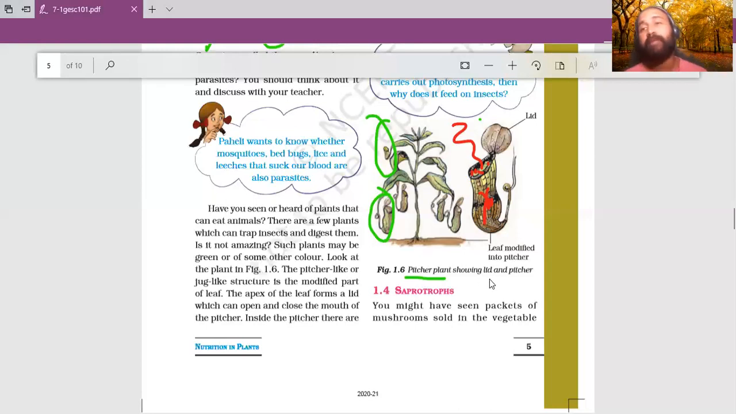Now there's another plant called Venus flytrap. Now Venus flytrap is also like this, and whenever the insect comes, it closes. Same way, it also digests the insect and gets the nitrogen from there. And why are they getting nitrogen? To prepare protein. Understood? So this much only I'm going to discuss.